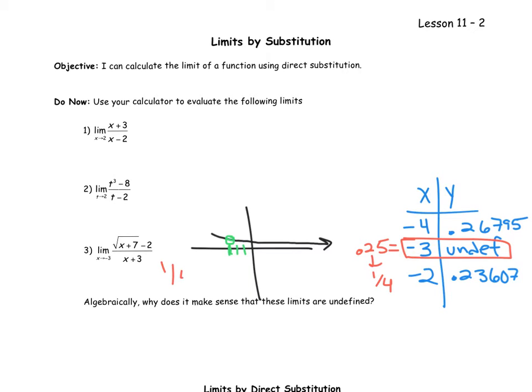So maybe I'm going to make a guess and say that this is at 1/4. All right, so there's my final answer. Remember I talked about in my previous video, where if you're given a table, you can estimate what that value would be in between.